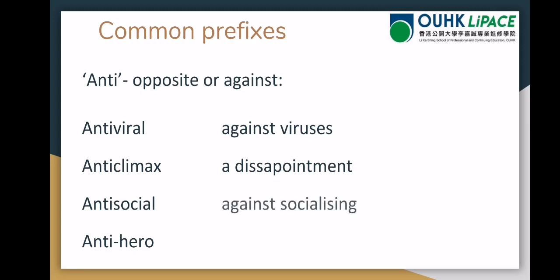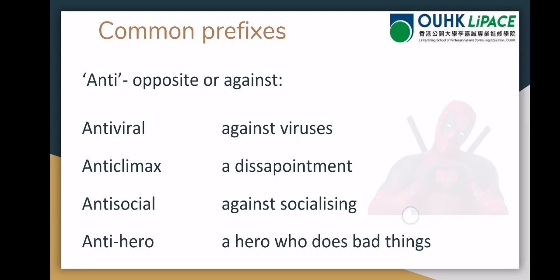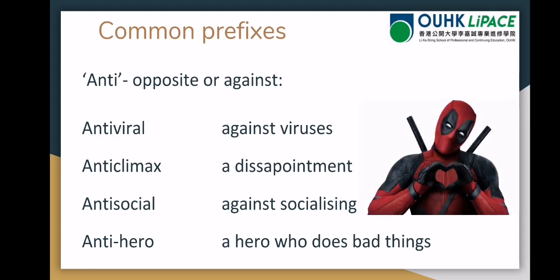Next we have antisocial, so against socializing. In other words, you don't like talking to people, you don't want to talk to people. And lastly, anti-hero. This meaning is a little bit different from what you might expect. It's still a hero. However, it's a hero who does things most heroes don't do. So he does bad things like murdering or stealing. A good example of this is Deadpool. But he does it for good things.